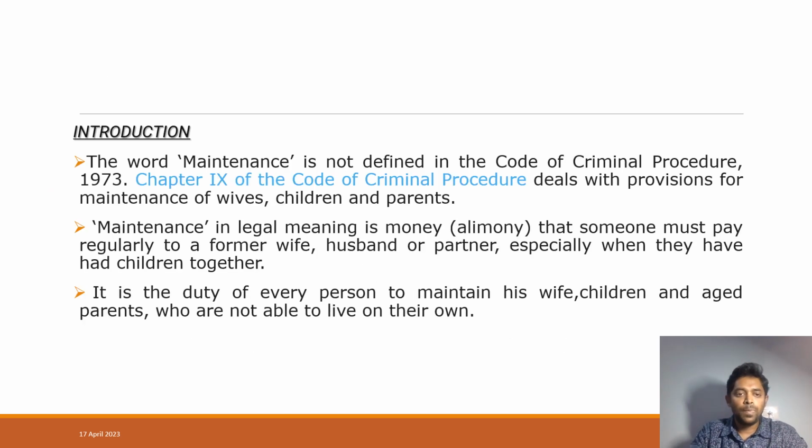Conclusion. Coming to the introduction, the word maintenance is not defined in the Code of Criminal Procedure 1973. Chapter 9 of the Code of Criminal Procedure deals with provisions for maintenance of wives, children, and parents. Maintenance in legal meaning is money that someone must pay regularly to a former wife, husband, or partner, especially when they have had children together. It is the duty of every person to maintain his wife, children, and aged parents who are not able to live on their own.